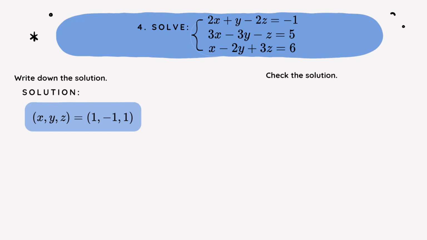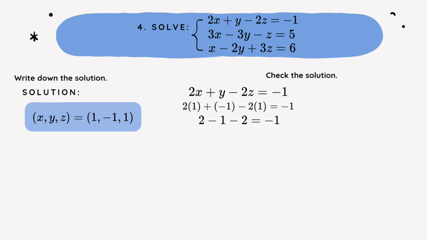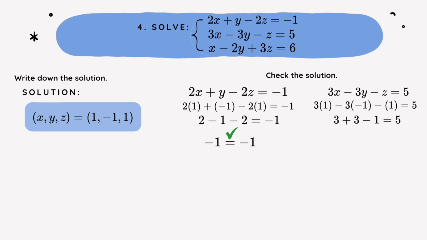So let's now check if our solutions are correct. Substitute our three values to our three original equations. Substituting x, y, z values to 2x plus y minus 2z equals negative 1, we got negative 1 equals negative 1. On to our second equation, 3x minus 3y minus z is equal to 5. Simplifying, we'll get 6 minus 1, which is equals to 5.